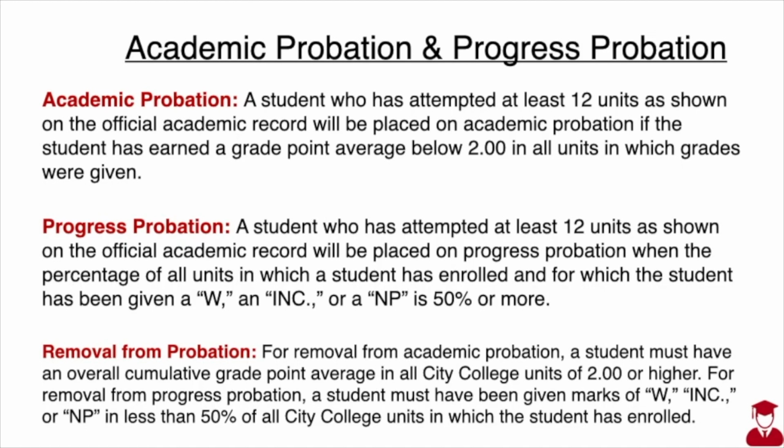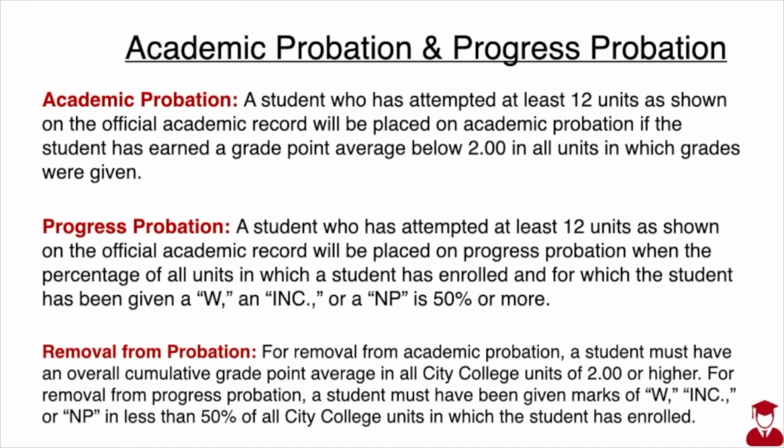Now, progress probation is when a student who has attempted at least 12 units as shown on the official academic record will be placed on progress probation when the percentage of the units in which the student has enrolled and for which the student has been given a W or an INC, which stands for incomplete. The W stands for withdraw, NP, no pass, is 50% or more.